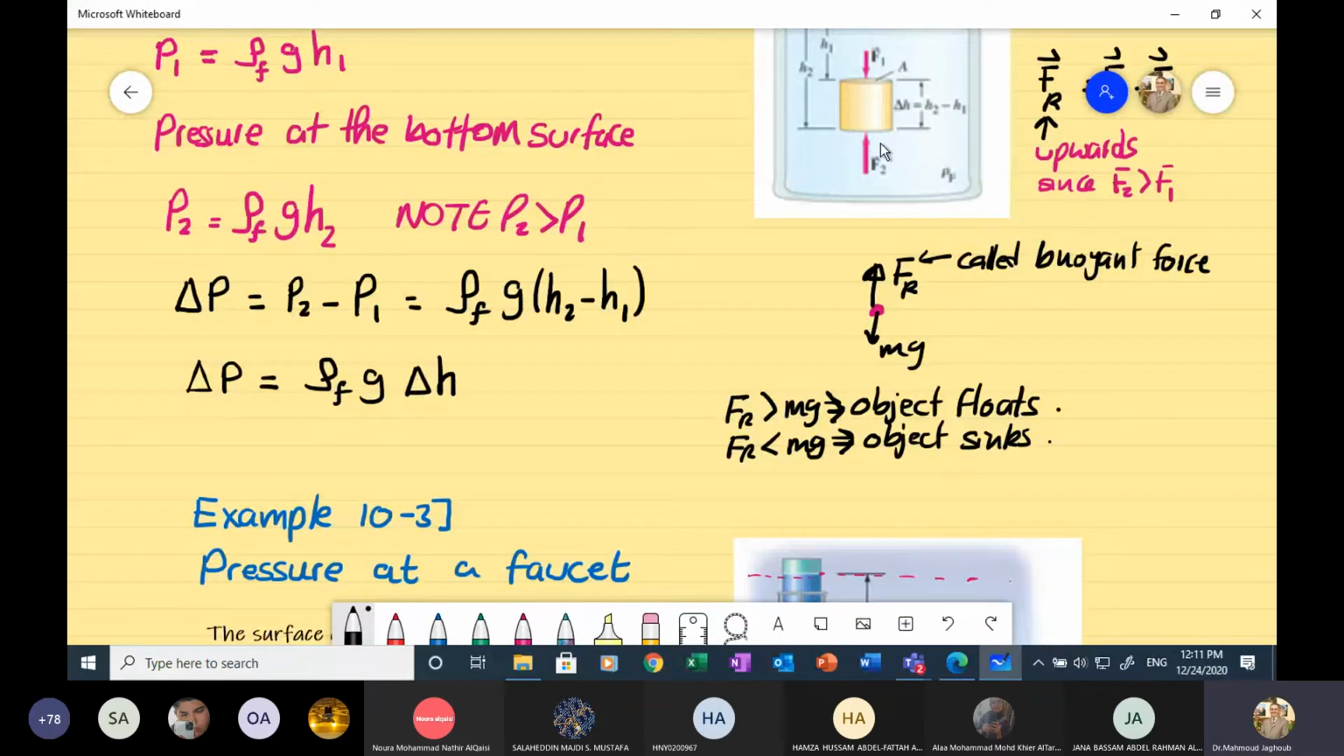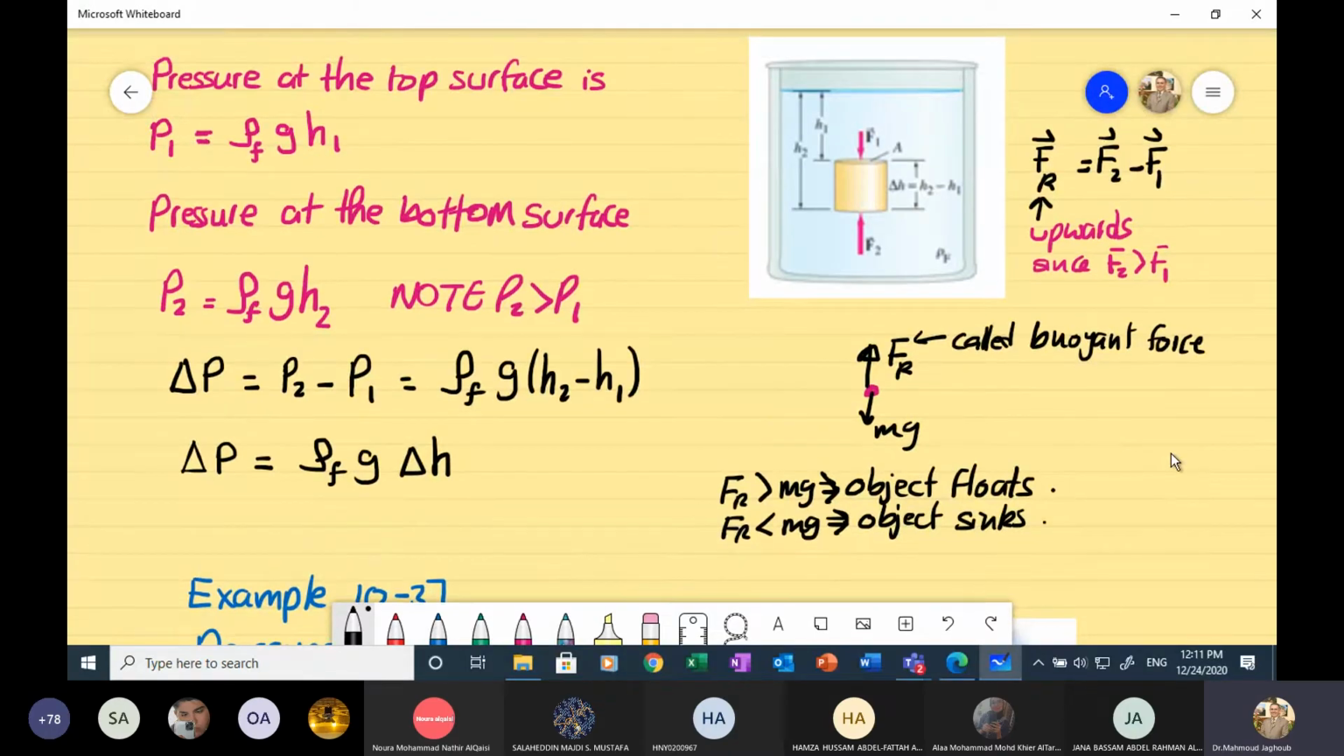This force from the liquid on an object, when that object is inside the liquid, is called the buoyant force. Buoyant force يعني قوة شو هي؟ يعني قوة الطفو.